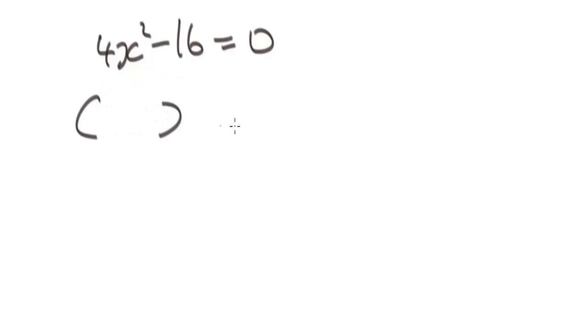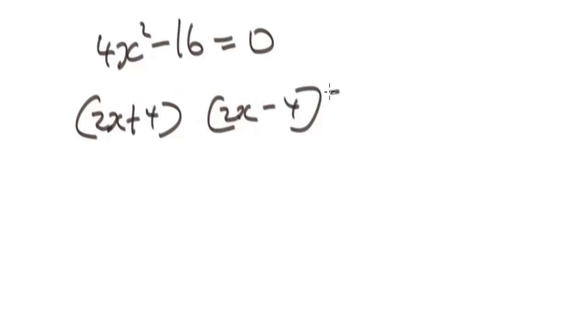Okay, let's say we are given 4x squared minus 16 equals 0. Okay, so we can apply the difference of perfect squares technique. So we're going to have, the square root of 4 is 2, the square root of x squared is x. Okay, we have 2x. Then the square root of 16 is 4. This is plus 4 minus 4 equals 0.